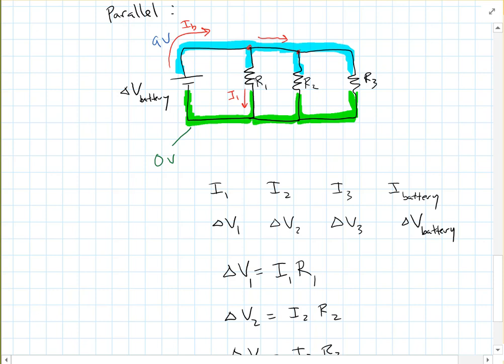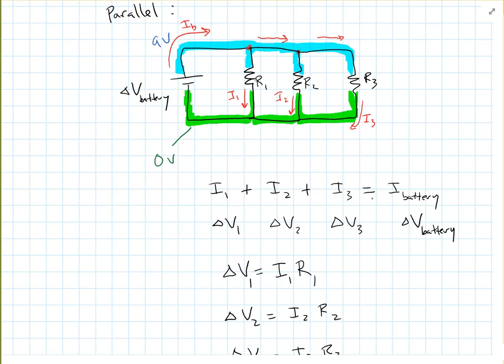Then some of the current continues on and it gets to this junction, right? That's another fork in the road. Some says, oh, I can go through R2 to get to the other side. So that's I2. And some continues this way and that's I3, right? Then it joins back up together and goes back into the battery. So I1 plus I2 plus I3 is going to equal I battery for a parallel circuit. The currents will not be equal if those R's are different. And you want your R's to be different, okay?